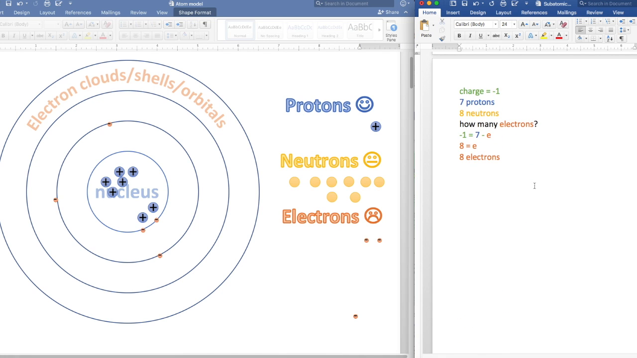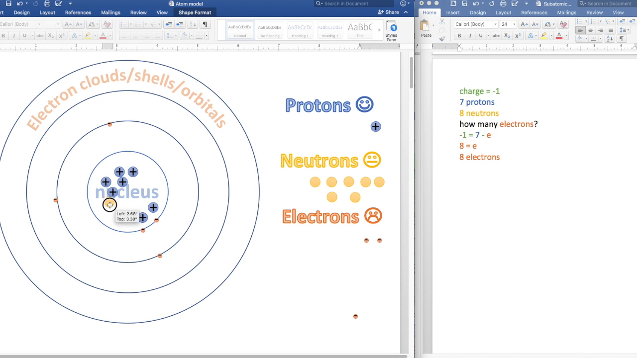And then again, if you have a charge, they tell you the charge, they tell you how many protons and how many neutrons, and they ask for how many electrons. Then again, you can pair everything up. So I've already got 7 protons here. I can add the 8 neutrons into my model, but ultimately I'm just using time to do that, and it doesn't really get me anywhere because the neutrons don't matter. So if you're going to draw it out, in reality it makes more sense to just not put the neutrons in there.